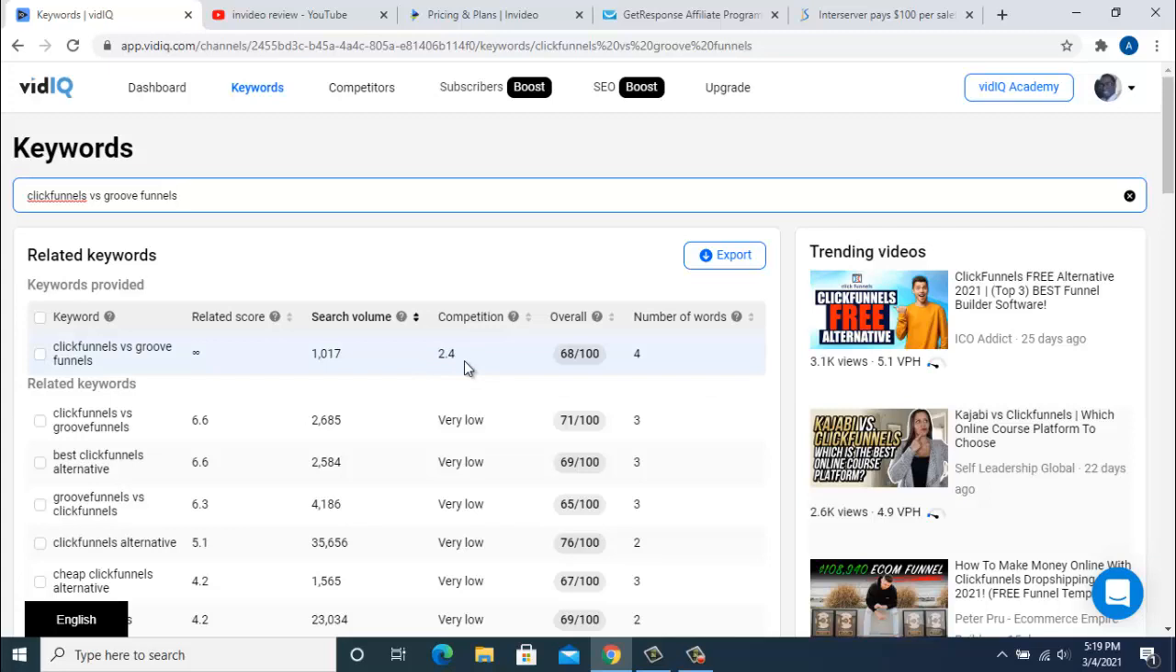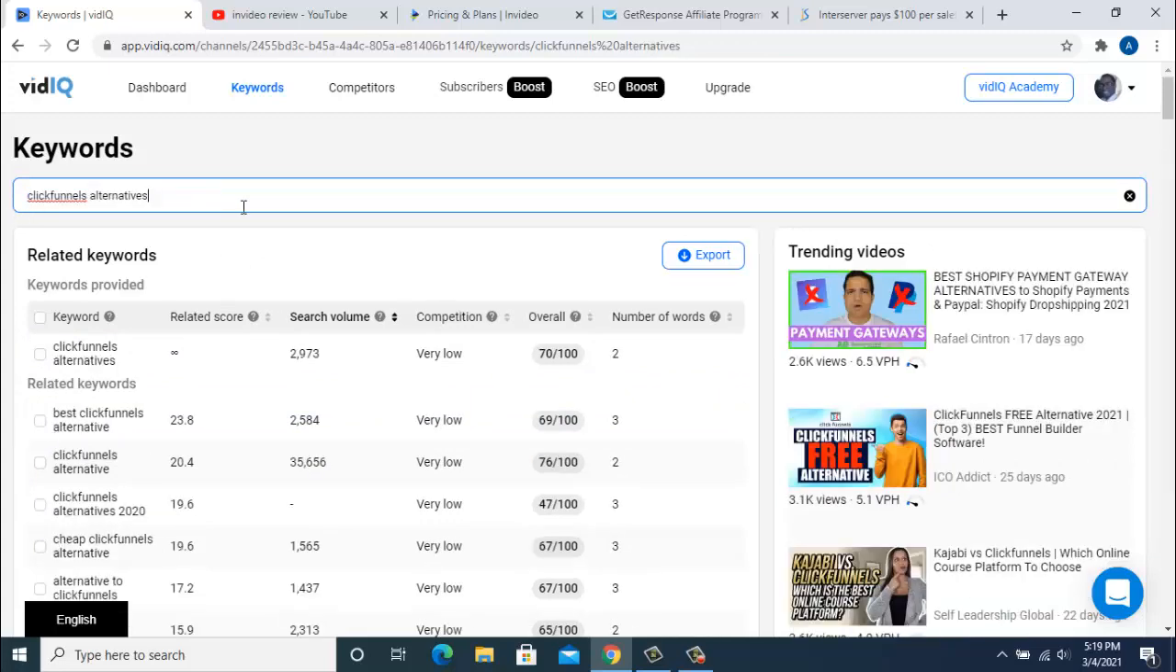You can rank for this type of keyword almost instantly. So ClickFunnels versus GroupFunnels here is 2,600 and it's 2.3. The other keyword that you want to look for is called alternative, right? Alternatives is also a word that is used by people who want to buy this specific tool, but because of one reason or the other, they want to look for something similar but not that one.